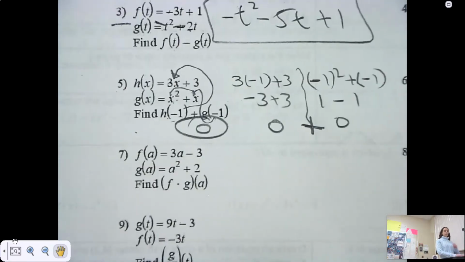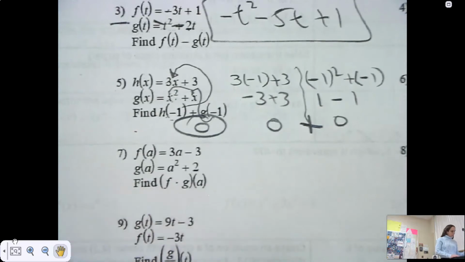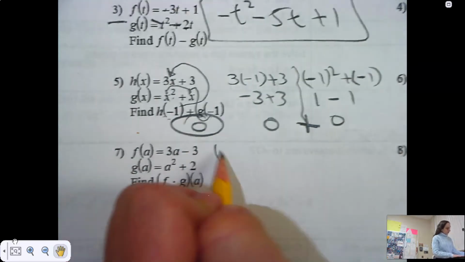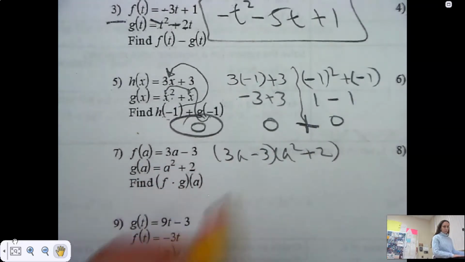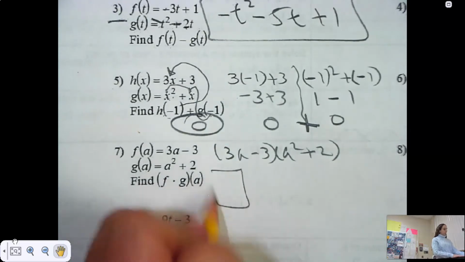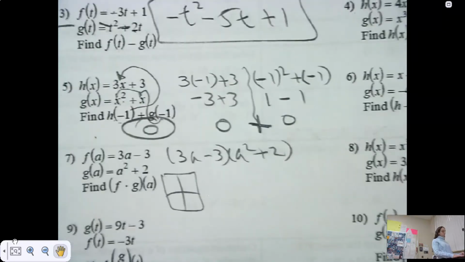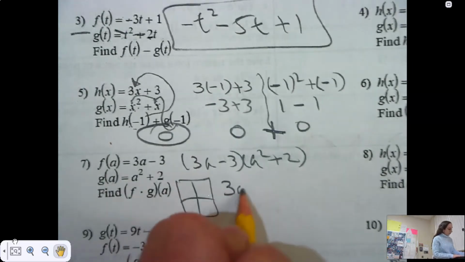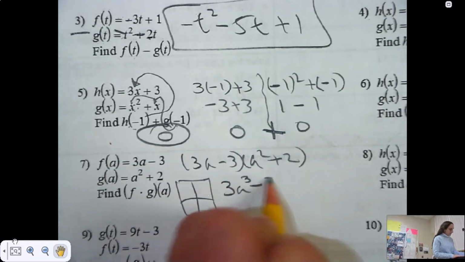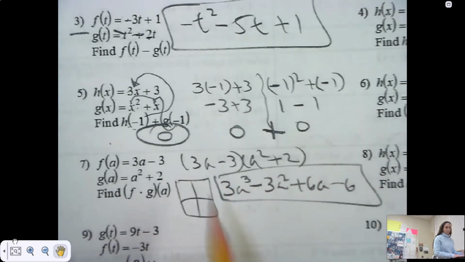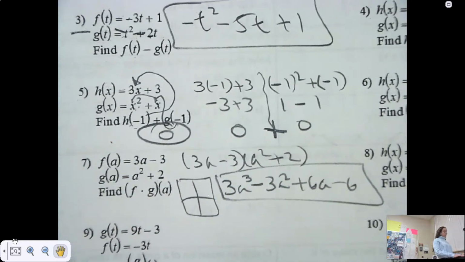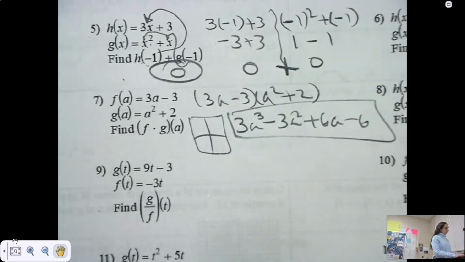Now here's where it gets a little bit different. Now this dot actually means multiply. So you're just going to go 3a minus 3a squared plus 2. If you decide to do your box, great. I know some of you don't do the box, great. But I know who does and who doesn't. That's my answer. Okay.